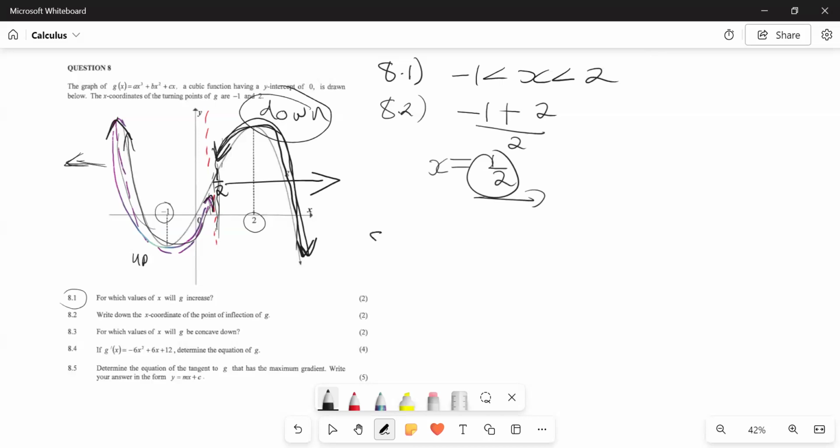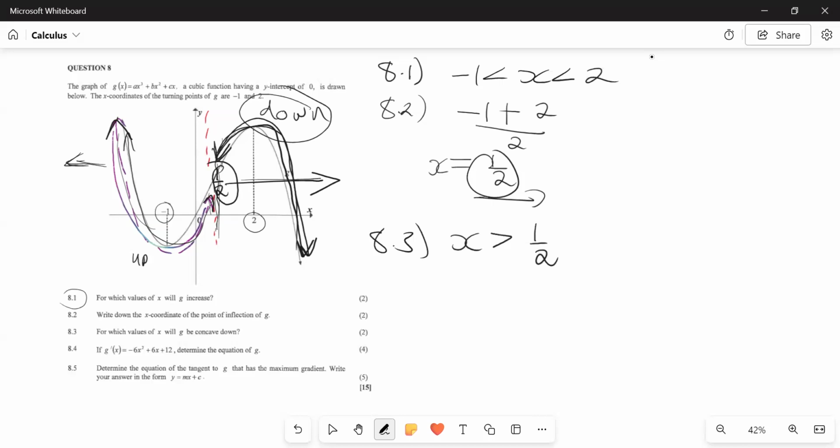So we need to say for 8.3, x should be greater than 1/2. Then the function is concave down, our graph of g. I hope we also understood that part. So now we need to move to 8.4.